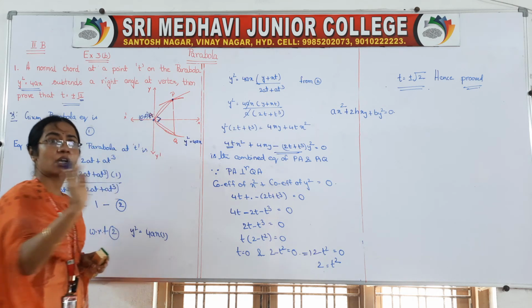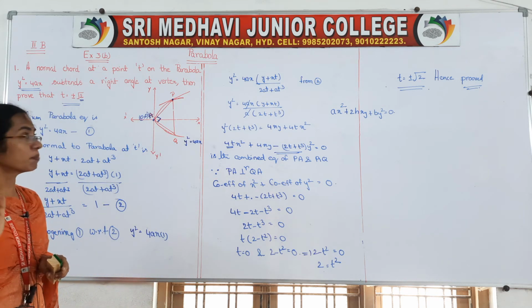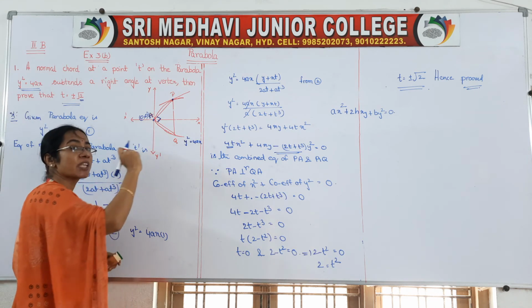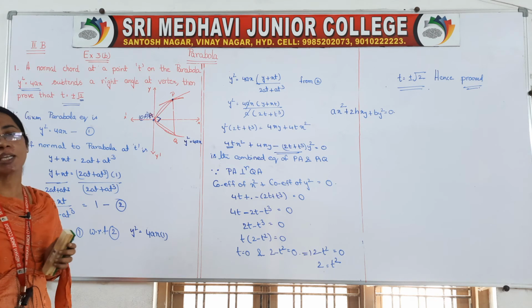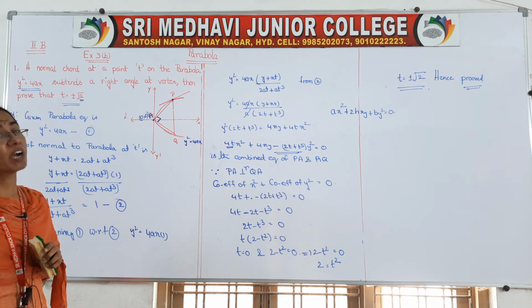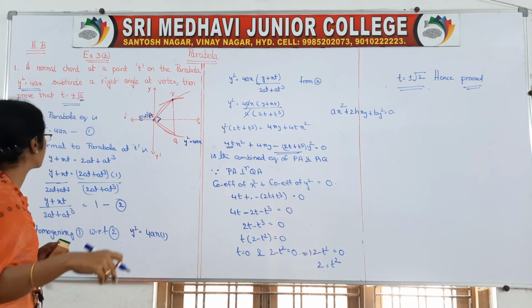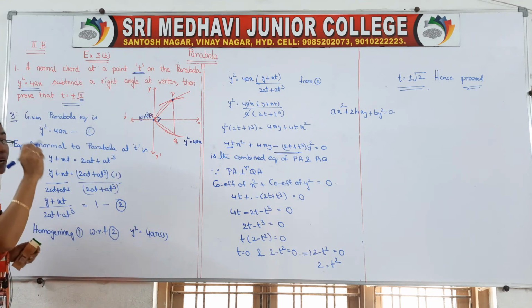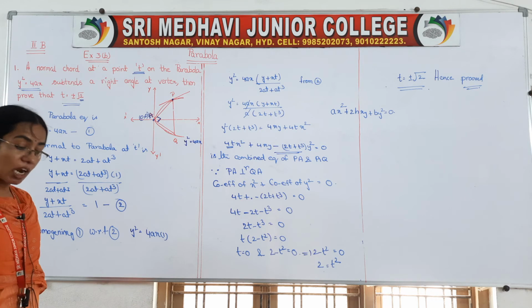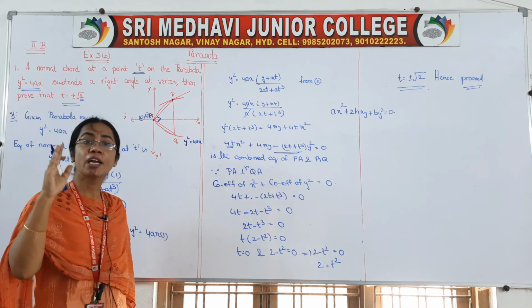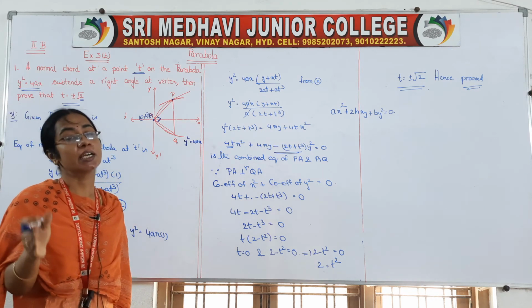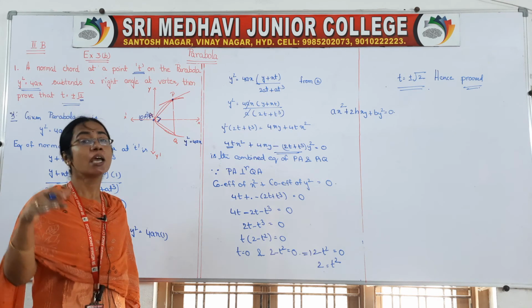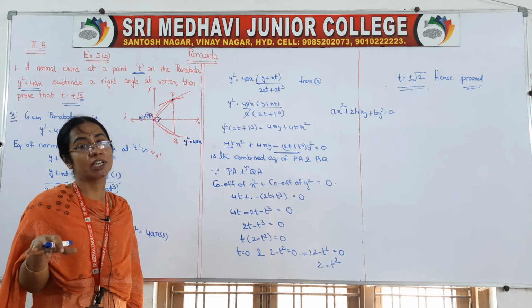So you got one curve equation, the parabola equation, and it passes through the origin, and we have to take the normal equation in terms of t. Why I have taken it in terms of t: here it is mentioned, right, the normal chord at a point t. So we have to take a normal in terms of t only, right? t means parametric form; the normal of the parabola in parametric form we have to take.